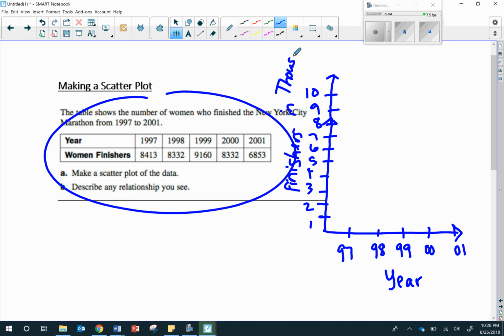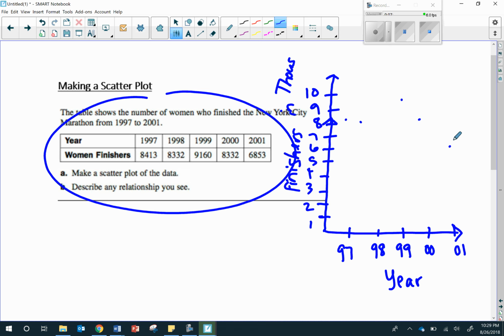So if we look at 97, we had 8,413 women finish. So we're going to go up to 97 and try and match that as closely as we can. That looks good. In 98, we had 8,332. So just a little below that first dot, get as close as you can. In 99, we had 9,160. There we go. In 2000, we had 8,332. So back down. And then in 2001, we had not even 7,000, 6,853, which would be right here.